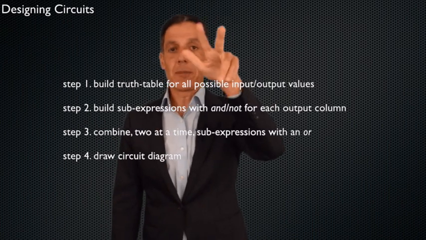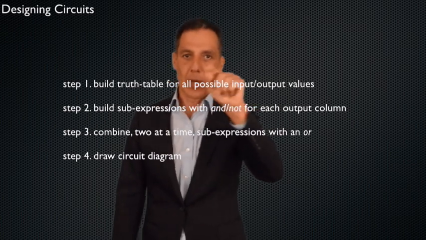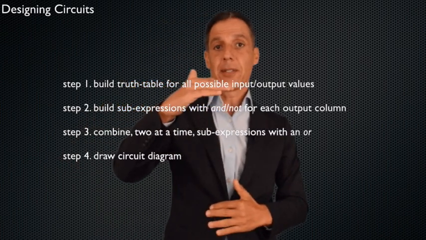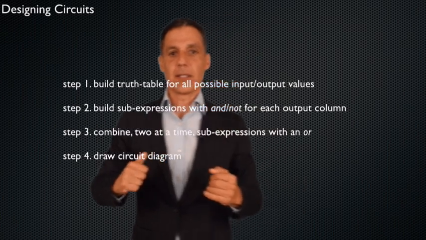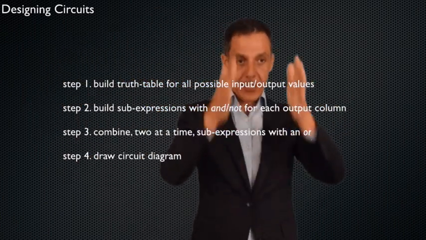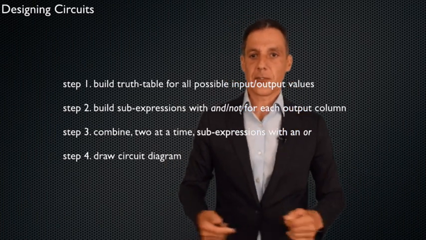So if it's 3 inputs, I do 0, 0, 0, 0, 0, 1, 0, 1, 0, 0, 1, 1, etc. So you count, and you should always have 2 to the n, basically from 0 to 2 to the n minus 1 if you convert everything into base 10. That's step 1. Tell me what the output is. What is the nature of your computation? We'll see a bunch of examples of that in the next set of lectures.